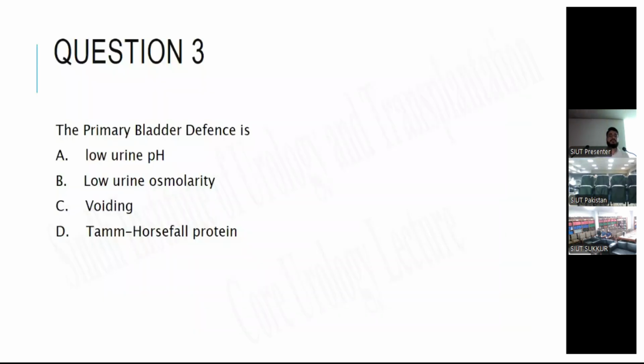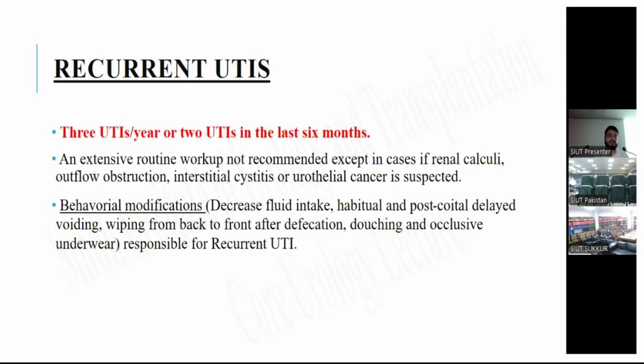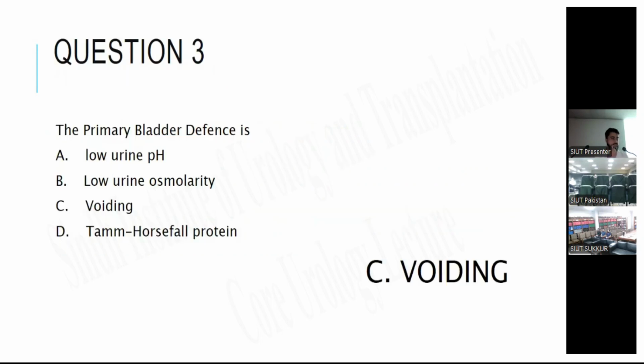Continue. So the question, primary bladder defenses. Option A is low urine pH, B lower urine osmolarity, voiding, or Tamm-Horsfall protein. This is actually a revision of previous lectures. So voiding. Correct, voiding. Actually, these all are protective. Primary, the initial is voiding.